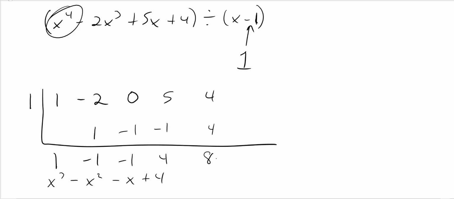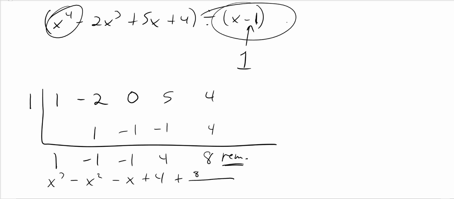This is what you're going to do. When you have a remainder, you're going to say plus, because it's positive, plus 8 over, and see that x minus 1 right there? That goes right underneath there. x minus 1, and that's your answer: x cubed minus x squared minus x plus 4 plus 8 over x minus 1.